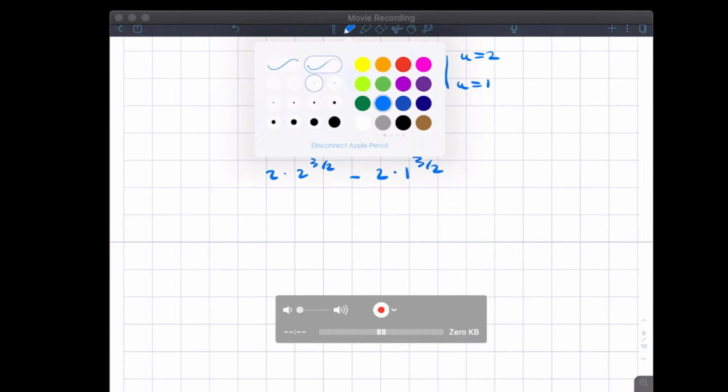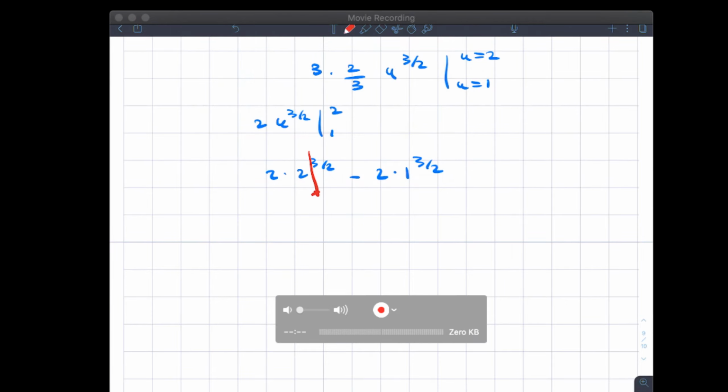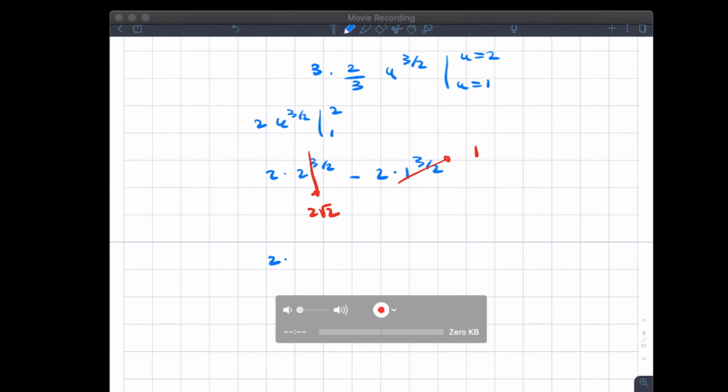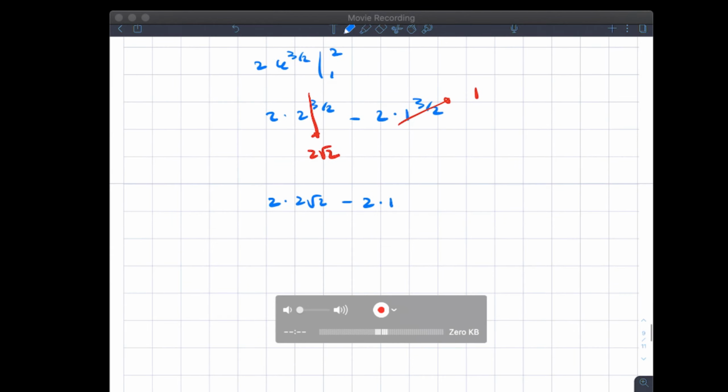And I can say, I know what this is. 2 square root of 2. I know what this is. This is 1. So your final answer is 2 times another 2 square root of 2 minus 2 times 1. I mean, sometimes people factor that out and they say, oh, here's 2 square root of 2 minus 1, I guess.